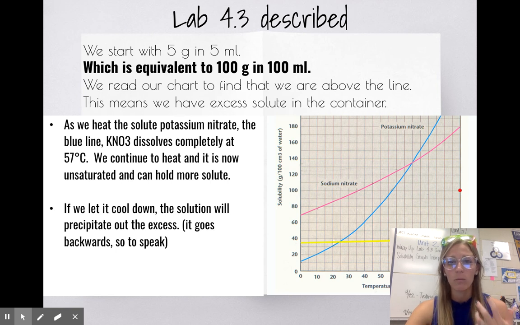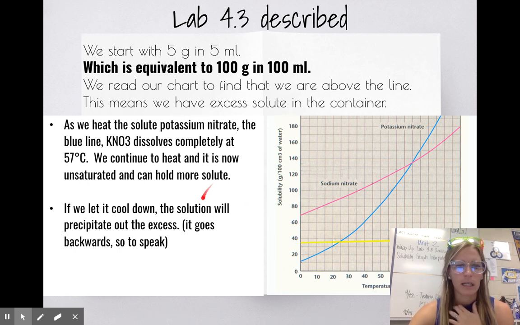So we could add more of our potassium nitrate if we wanted to, but our goal was just to get one of them to completely dissolve, which it did as we increased it to boiling. We continue to heat it and it becomes unsaturated where it can hold more.